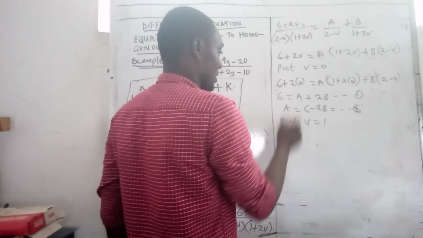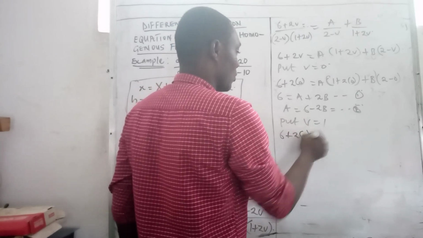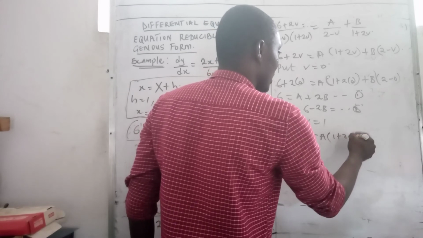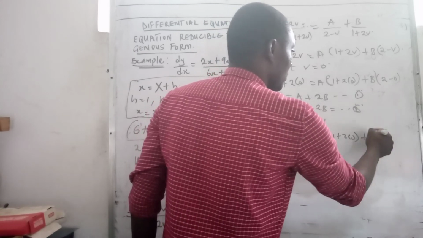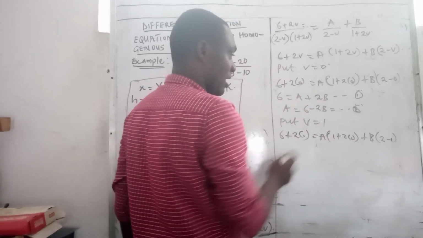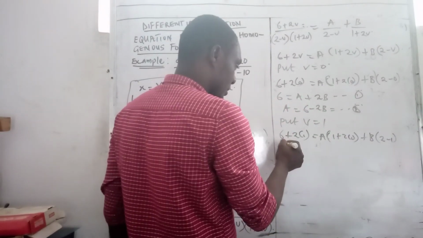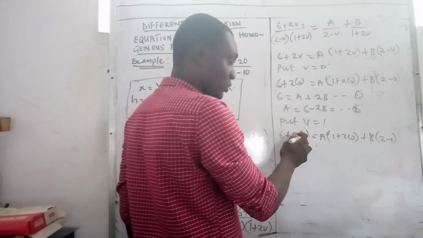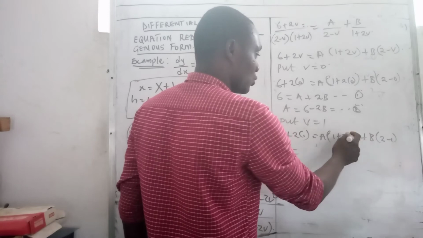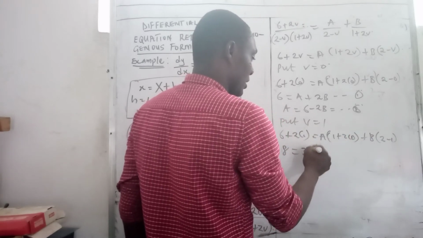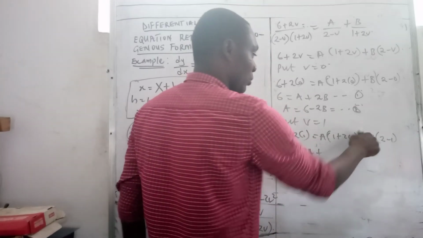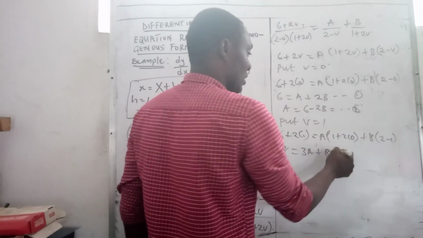So I'm going to have 6 plus 2 into 1 equals A into 1 plus 2 times 1 plus B into 2 minus 1. So 6 plus 2 times 1 is 2, I'm going to have 8 equals A times 2 plus 1, 3. So I have 3A plus 2 minus 1 is 1 plus B, so I have B. So I got this equation.